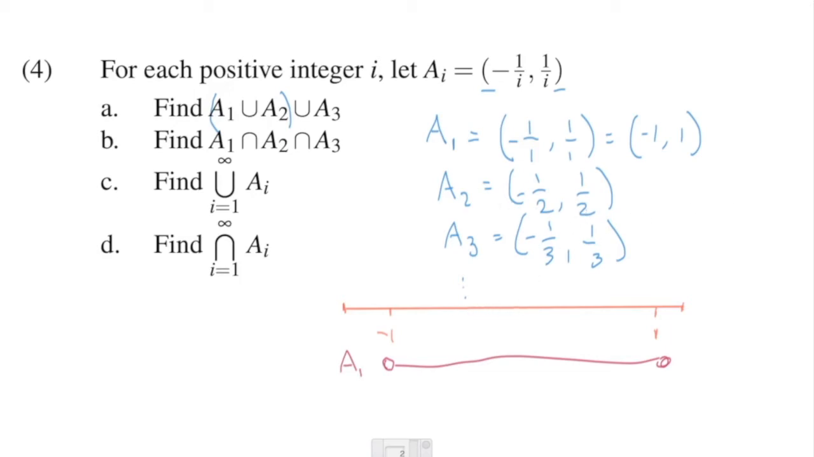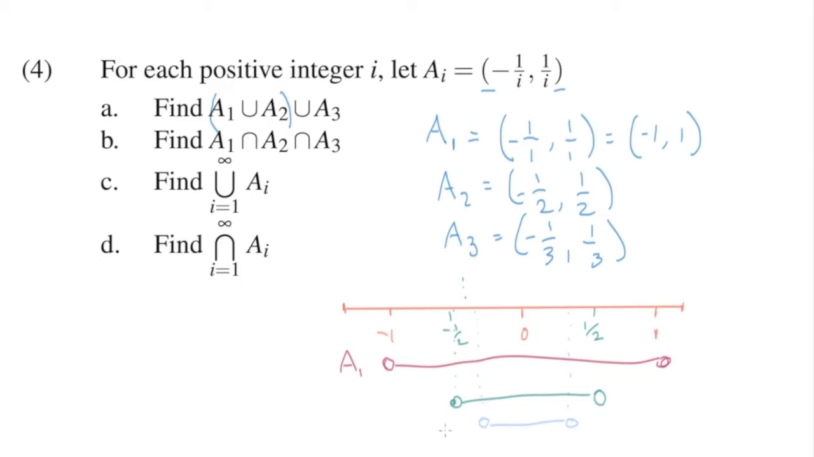Then the next one is A2. So actually, let's do the 0. So the next one will be A2. So that will be about here. So it'll be negative a half to a half. And again, these are all open intervals, just as specified by the question. Okay, and then the last one, A3, so that's negative a third, it's about there, to about a positive a third, which is about there.